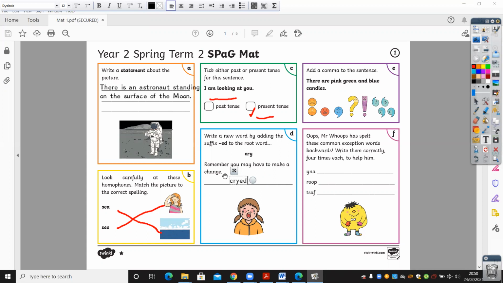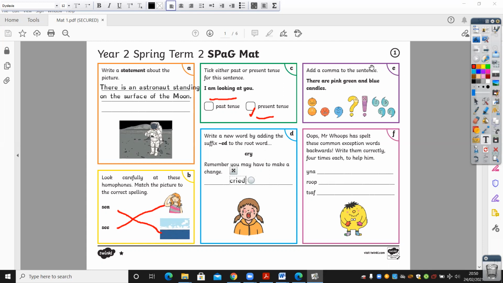Remember, you may have to make a change. So what sort of change do I have to make when we add the suffix ed, or many other suffixes for that matter, to any word which ends with Y? What do we have to do to the letter Y before we add the suffix, children? That's right, we have to change it to I. We have to change the Y to I before we add the suffix. Now that looks much better, doesn't it, children?